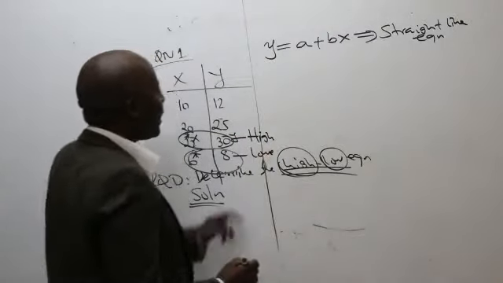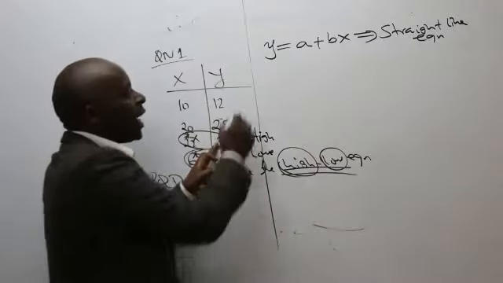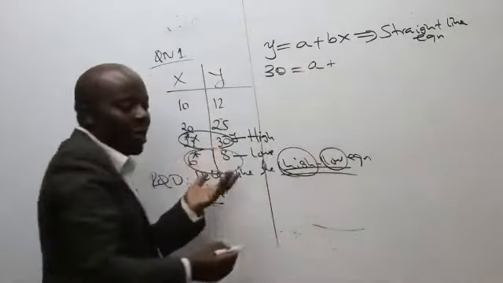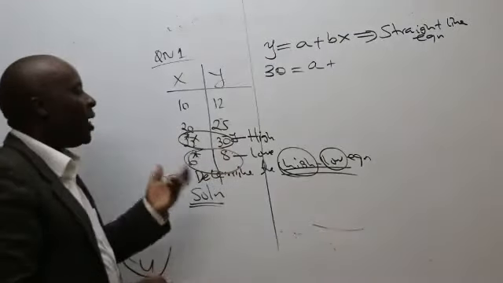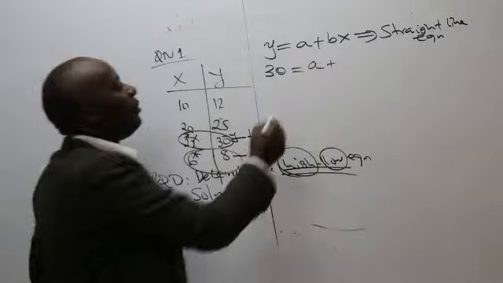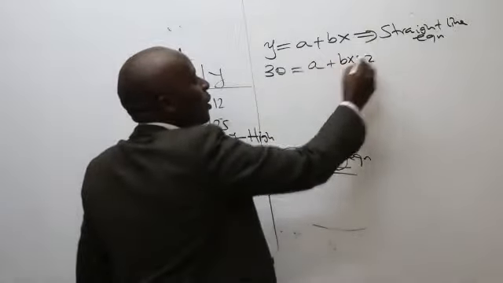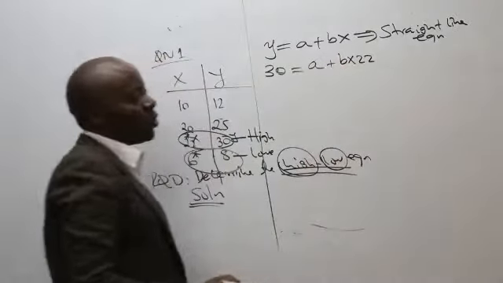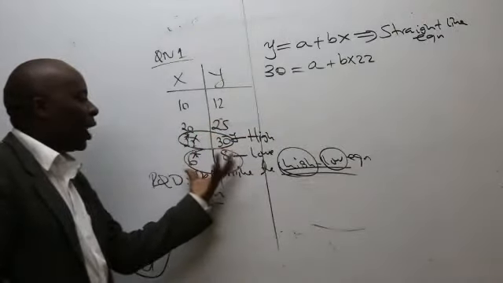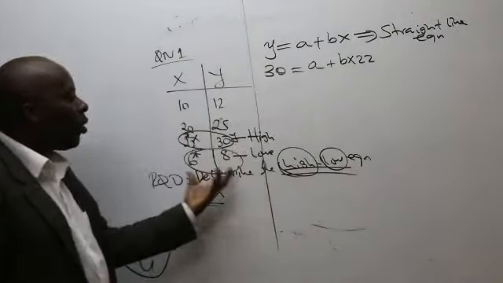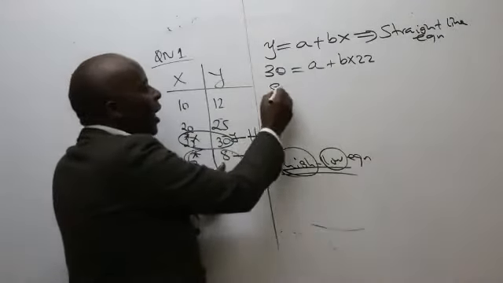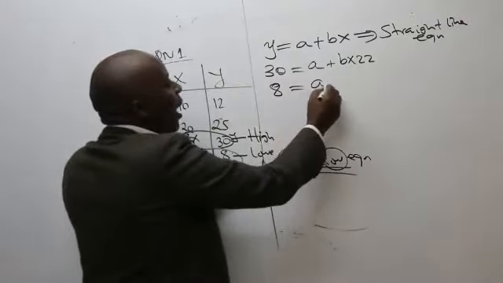For the highest, I can see y is 30. So this will be 30 equals a. I do not know what a is, but I know what x is. x is 22, so this will be b times 22. Now go to the second equation and plug in the lowest x value point. For the lowest x value point, I can see y is 8. 8 equals a plus b.